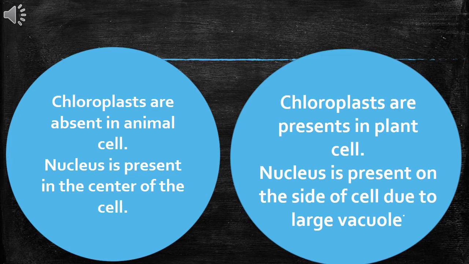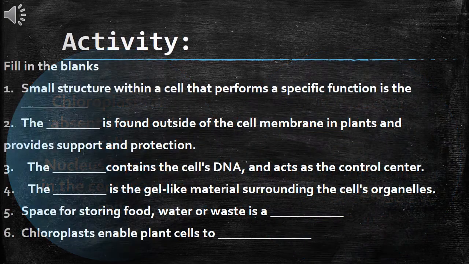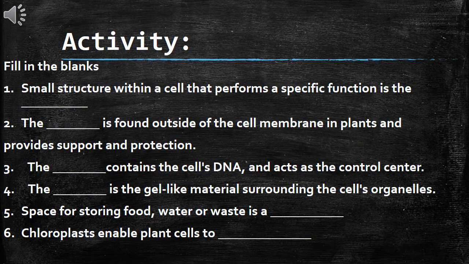By the process of photosynthesis. Nucleus is present in the center of the cell in animals, but nucleus is present on the side of the cell in plants due to the presence of the large vacuole. We will wrap up this lesson with the activity fill in the blanks.